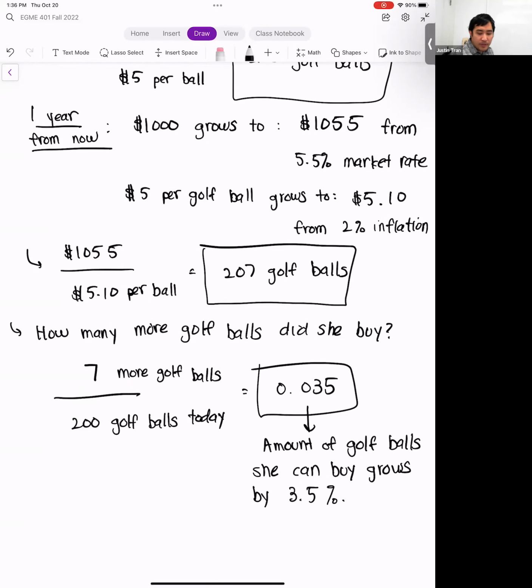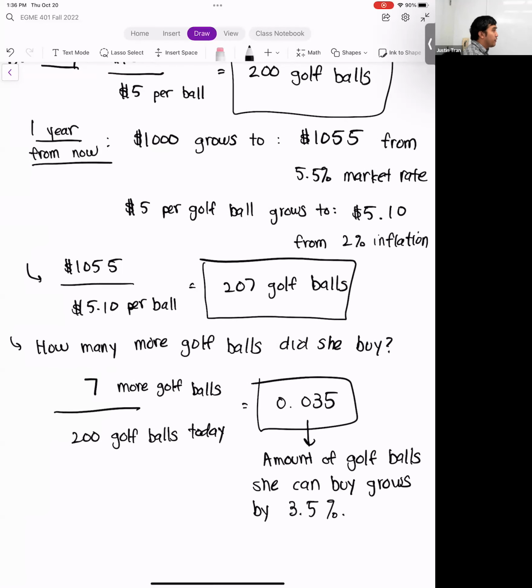So the general rule of thumb is that if your market rate is greater than the inflation rate, then of course your buying power is going to increase. Then your real interest rate is going to be greater than 0. So in this case it's 3.5%. But what you'll see is that in part C, if the inflation rate is greater than your market rate, you're going to get a negative real rate. So that means your buying power is going to decrease. But that's the rule of thumb that you can use. All right, any questions on this?